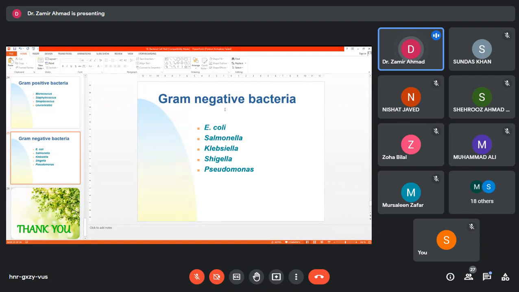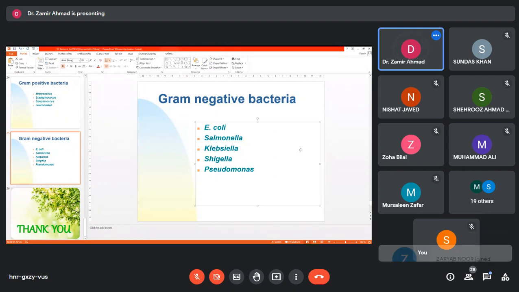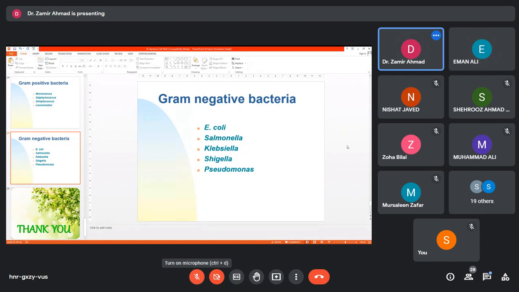So examples of these gram-negative bacteria: E. coli, Salmonella. Salmonella is also the bacteria which is responsible for typhoid fever. Klebsiella, Shigella, and Pseudomonas.